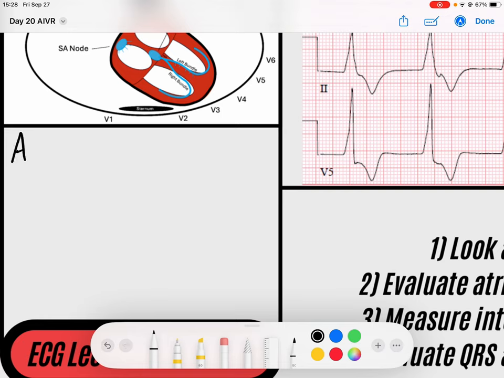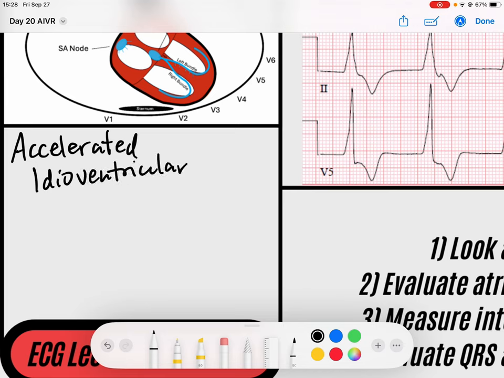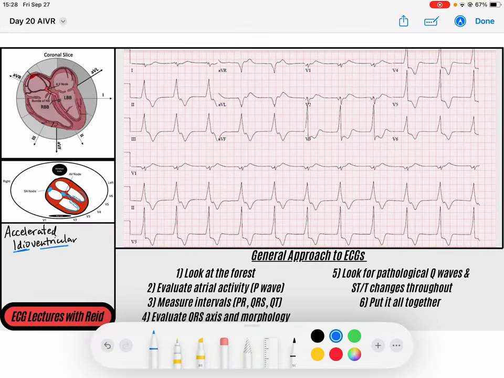So accelerated, meaning faster than normal, idioventricular, meaning within the ventricles, right? So this is an accelerated rhythm from within the ventricles, but it's obviously not a tachycardia, because remember, tachycardia is rhythms that are greater than 100 beats per minute. So let's talk about what makes this AIVR for short, AIVR.